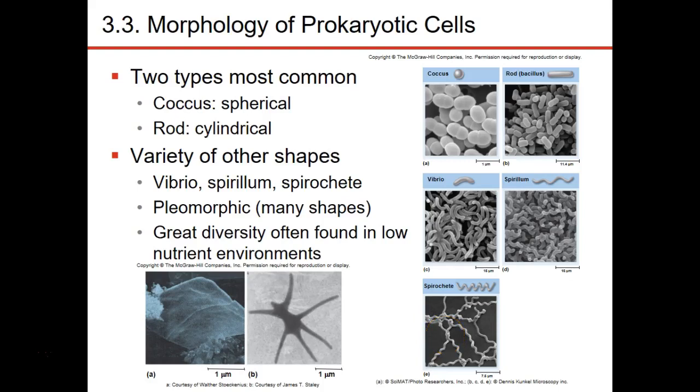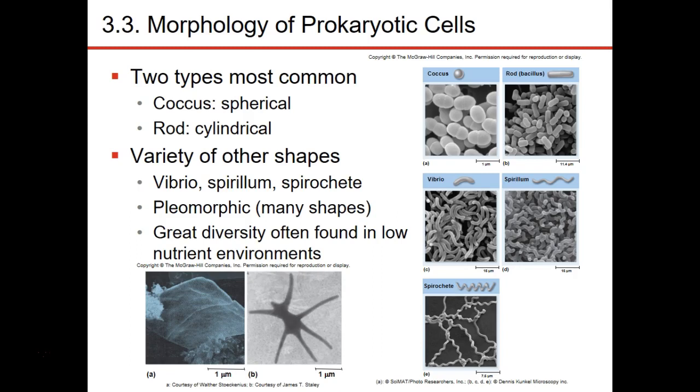The two most common types of bacterial structures or morphs are going to be coccus and rod. This is true for both the eubacteria found in the domain bacteria and the archaeobacteria found in the domain archaea. But there are other shapes as well. So some bacteria will have a Vibrio shape. Vibrio is kind of like a curved rod.